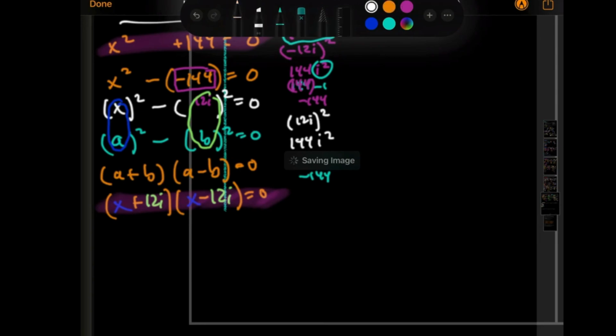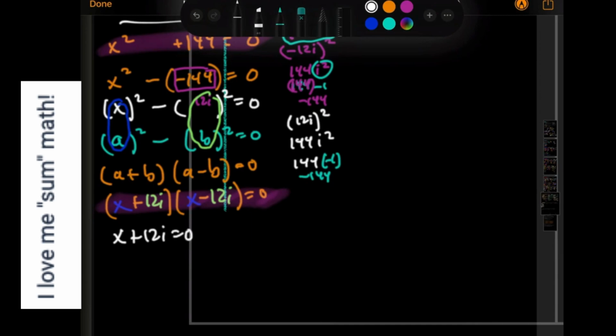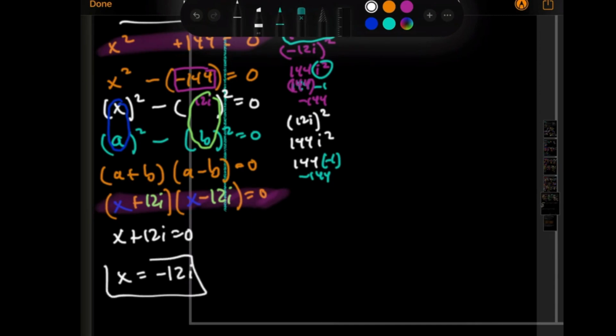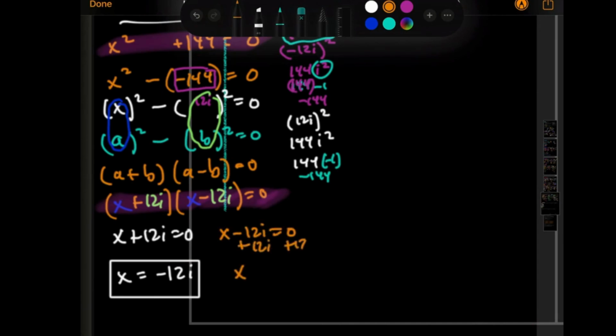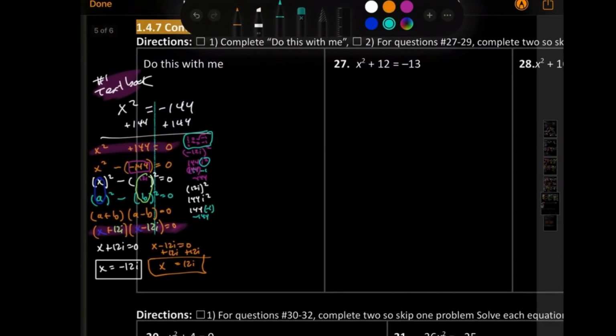I can solve this by setting it equal to 0 and subtract. You get x equals negative 12i. And then over here, we do the same thing. Add it to both sides. You're going to get x equals 12i. So basically it equals plus or minus 12i. So that is the textbook way of getting a solution by factoring.